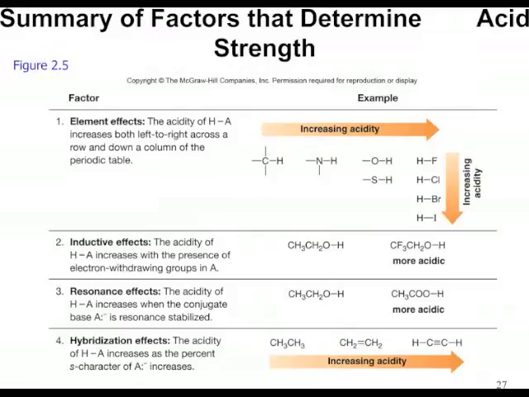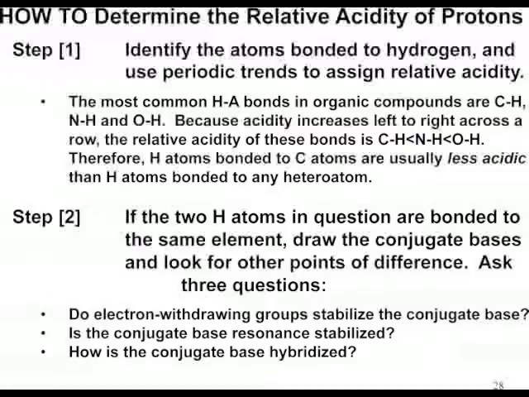In figure 2.5, the four factors that determine acid strengths are summarized. Again, element effects are governed by electronegativity, inductive effects by the withdrawal of electron density through single bonds, resonance effects, and hybridization effects influence the stability of the conjugate base.